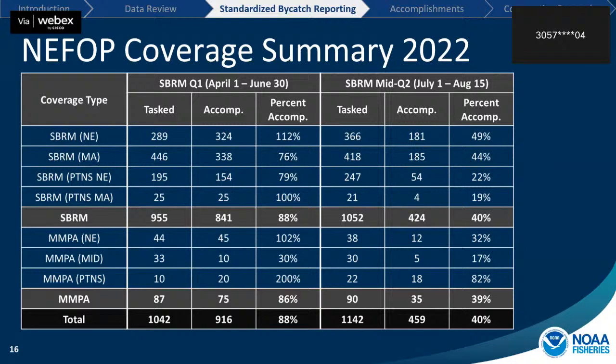So you can see here that our percent accomplished for Q1 was 88% for the SBRM, and the MMPA was 86%, and we're mid Q2 right now. So that will go through September 30th. We have not yet loaded the data, so we don't have all of our full numbers, but we're on track to achieve a similar realized coverage rate for both of those coverage types. Next slide, please.